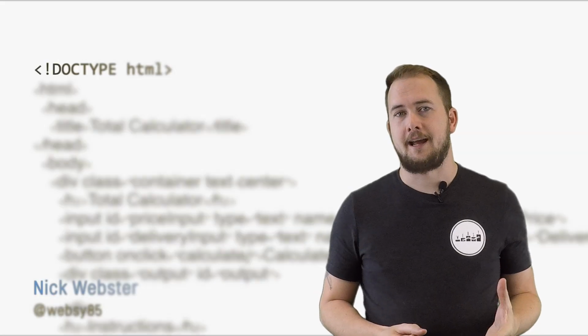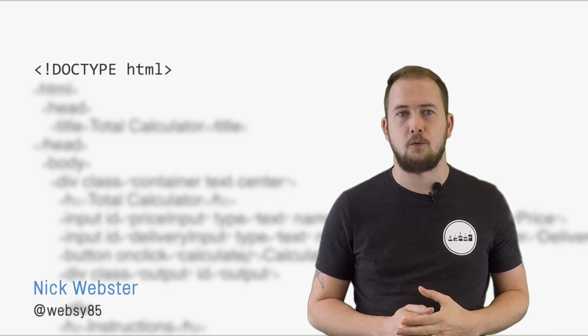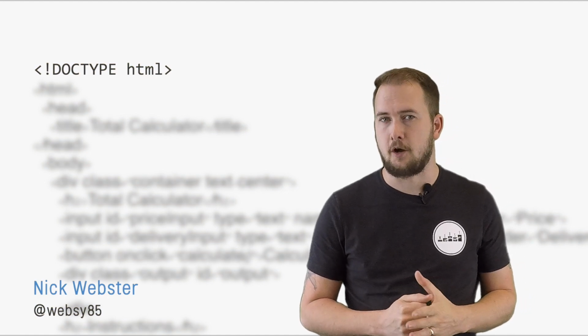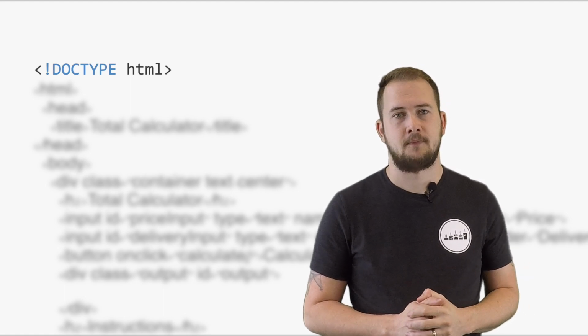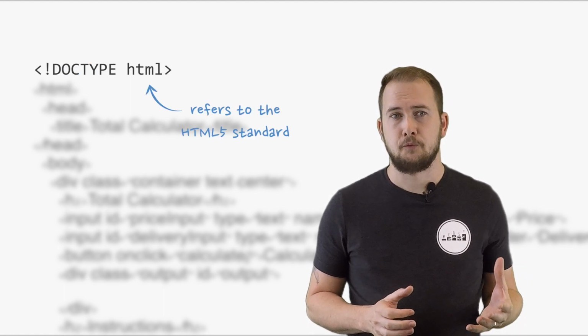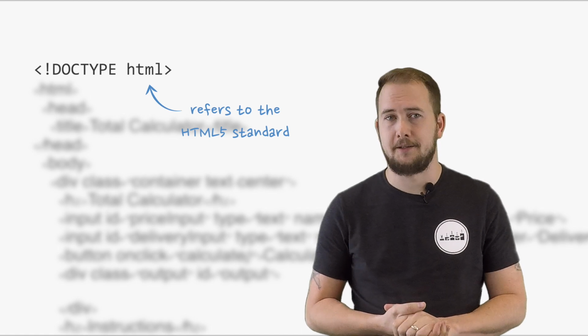The first line in an HTML file should tell the browser which standard it should use to interpret the content. This is referred to as the doc type. The value HTML refers to the latest standard, commonly known as HTML5.